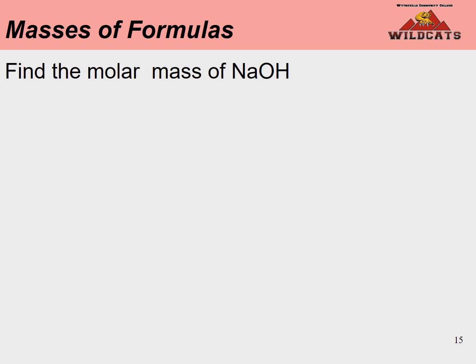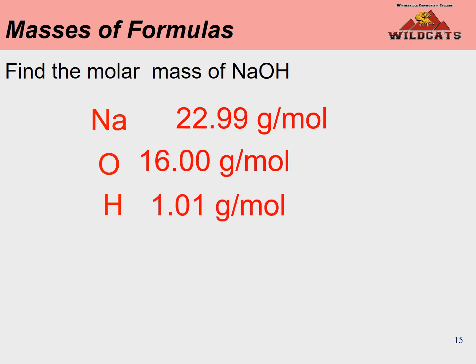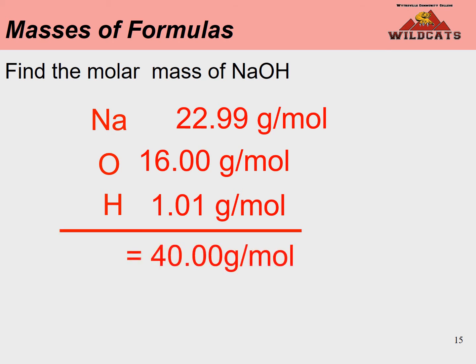The molar mass of sodium hydroxide, we just have 3 elements to add together. So we have an Na, an O, and an H. So sodium is 22.99, oxygen 16.00, hydrogen is 1.01. We add them all together, and we end up with 40.00 grams per mole. A nice even number, one that's really easy to work with in problems.